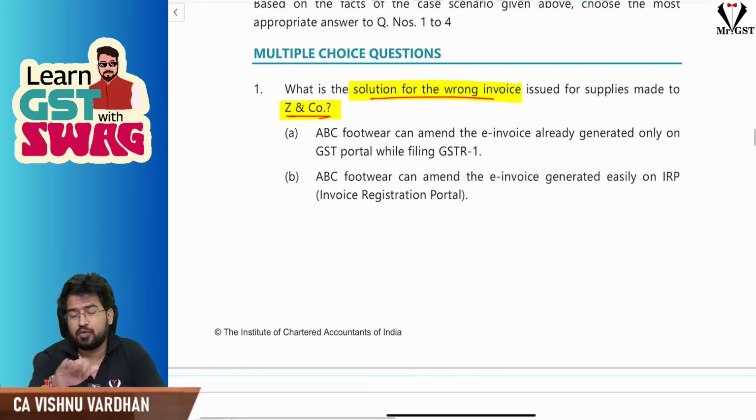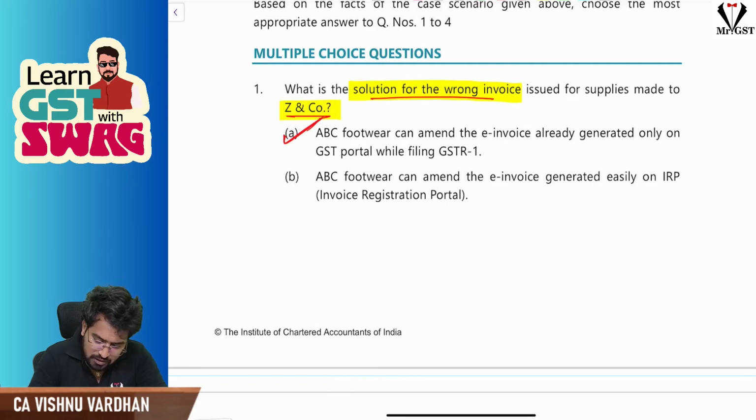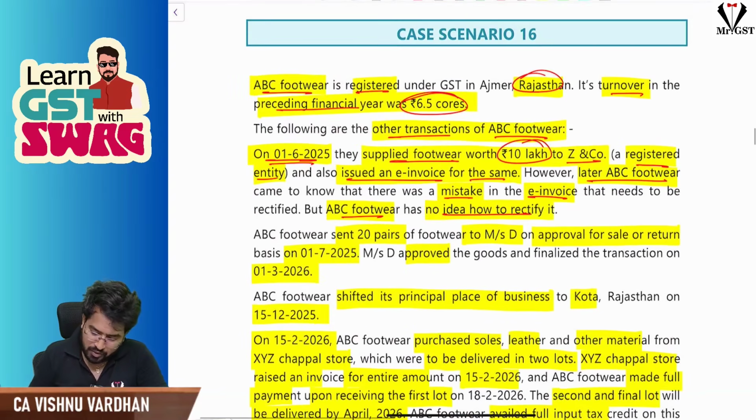There is a question on this actually: what is the solution for the wrong invoice? Normally, an e-invoice cannot be amended, but when you are filing GSTR-1, you can just update the invoice details in GSTR-1. You can do that. So, ABC Footwear can amend the e-invoice already generated only on the GST portal while filing GSTR-1. That is the correct option. Coming to the next one.